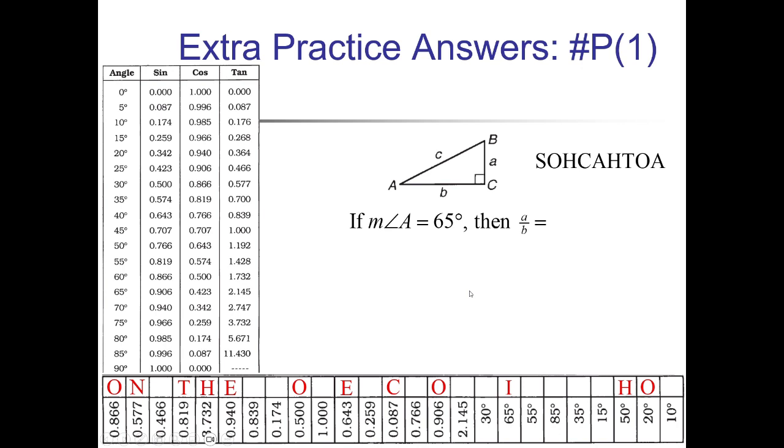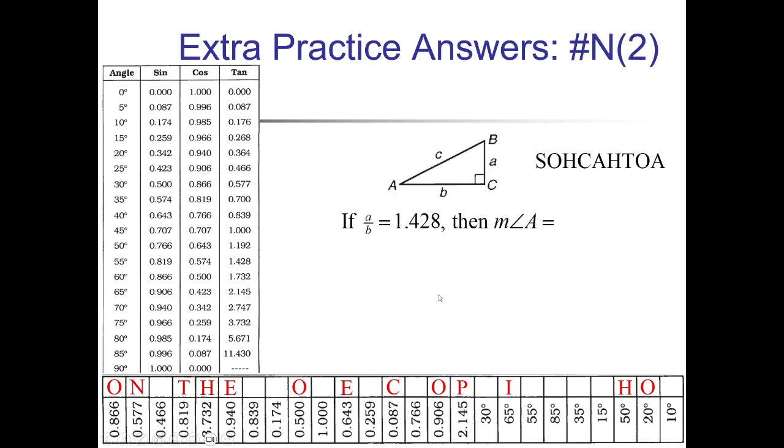For this one, we're given A is 65, and we want A over B. Based off of A over B is opposite over adjacent. That's TOA, tangent. So we're asking for now the tan of 65. And I think this is our first problem where we had to do a tan of 65, other than the ones in the beginning where they came out and told us to use it. So 65 is there. Tan column is that last one. So right there, 2.145. And then that's going to be right over there. That's going to get a P. This is our first problem P of the set.